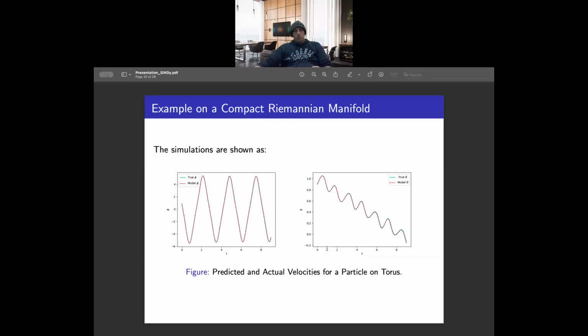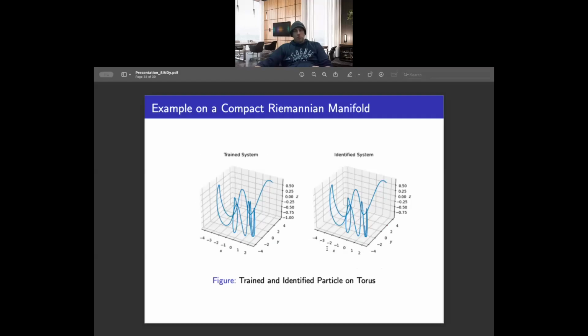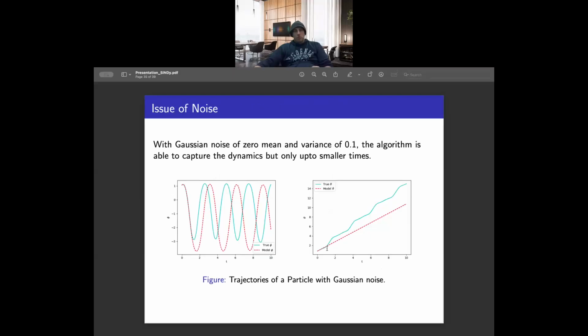So you can see that this algorithm was able to capture the dynamics. But again, the thing is about this library, because I have introduced the Christoffel symbols, and this is what was actually identified by the system. In this case, I have used the same initial condition for training as well as for the simulations, which is not the case in most of the examples that I did. And the problem again is with the noise.